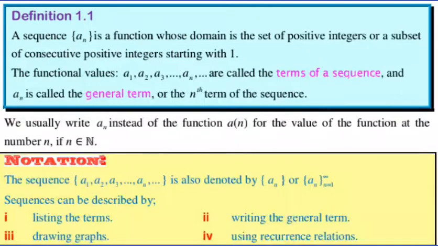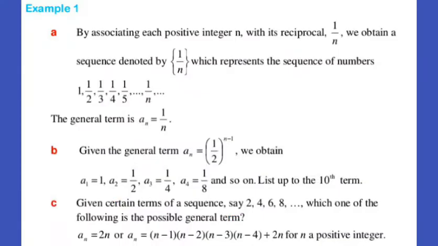Now we will see one example for this. By associating each positive integer n with its reciprocal, 1 over n, we obtain a sequence denoted by 1 over n, which represents the sequence of numbers starting with the terms 1, 1 over 2, 1 over 3, 1 over 4, up to 1 over n, up to infinity. The general term is an equals 1 over n.